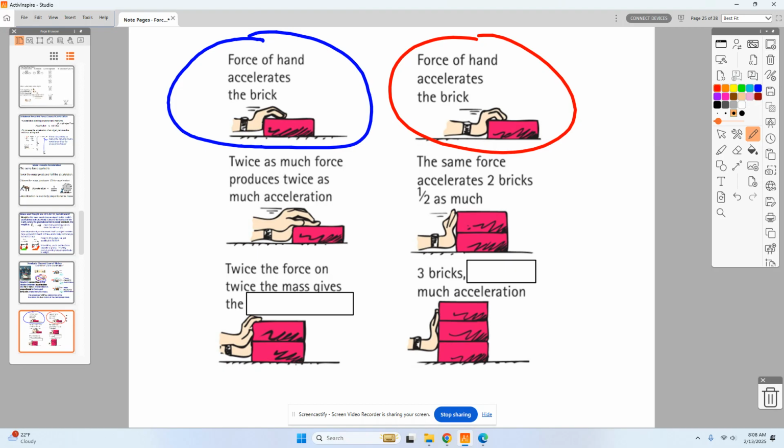Now, let's try this one. If I push 3 bricks with the same amount of force as I push 1, how much acceleration should I get? Don't need a calculator for this. Should get 1/3 as much.